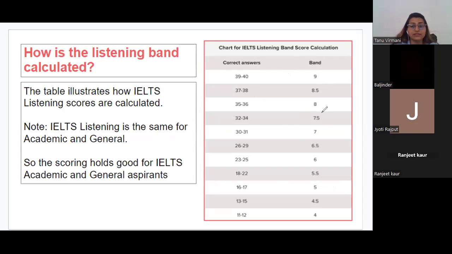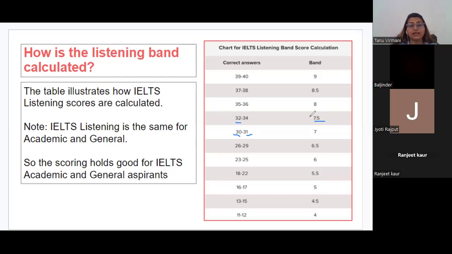So if your target is 7 or 7.5: 30 is counted as band 7 and 31 is also band 7. So if you score 30 correct answers, you will be on band 7. But if you want to score 7.5, then 32 answers have to be correct. 32, 33 and 34, these three will be counted as 7.5. So if your target is 7.5, make sure 32 or more of your answers are correct, right?